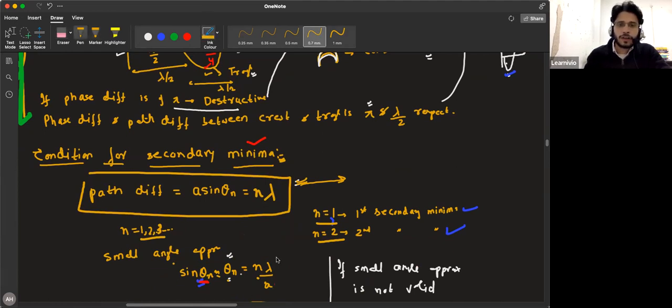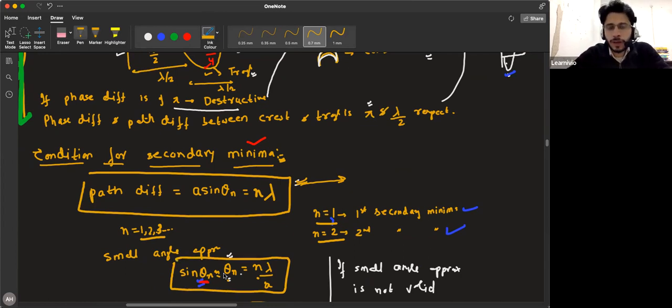And how will you relate this angular separation with the linear separation, Saifullah? Is there any relation between this theta n and linear separation yn? Can you repeat the question again, sir? I'm saying, is there any relation between this angular separation and linear separation? We have angular separation, right? I need linear separation. How will you relate it with the linear separation?